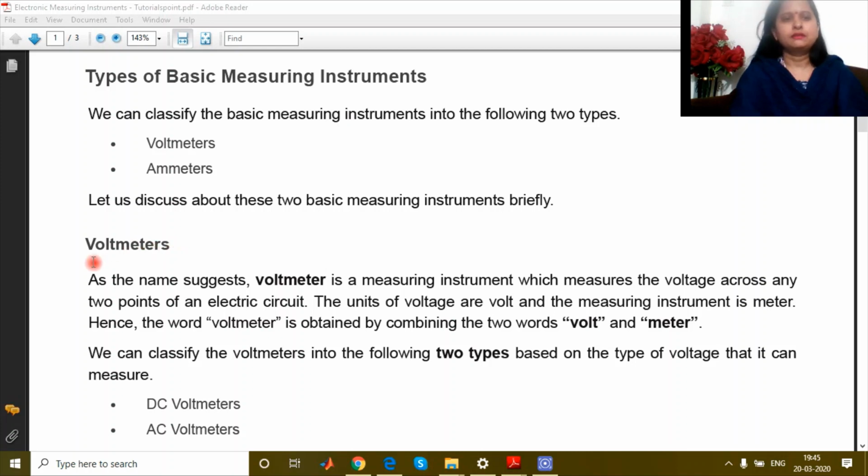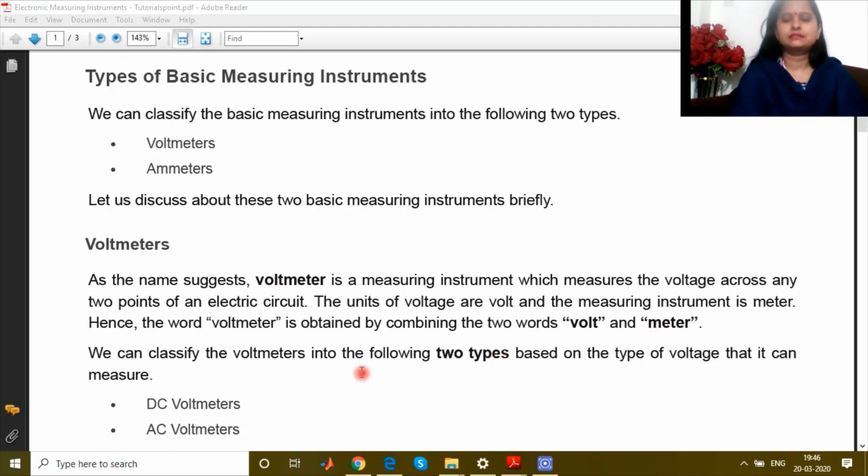So first of all, what is a voltmeter? As the name suggests, the voltmeter is a device which is used to measure the voltage in any electrical circuit, or the voltage drop in any electrical device. So voltmeter is a measuring instrument which measures the voltage across any 2 points of an electrical circuit. The unit of voltage is volt and the instrument is a meter. So the word voltmeter is obtained by combining the two words volt and meter.